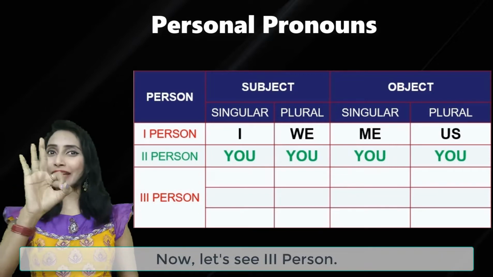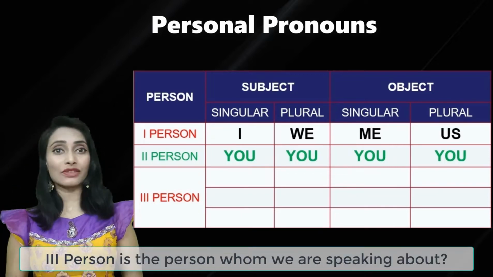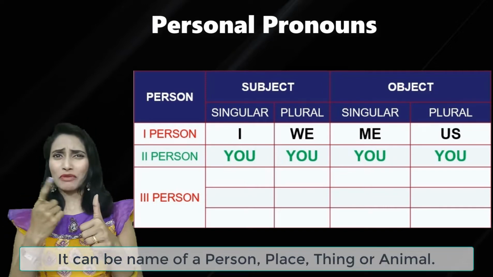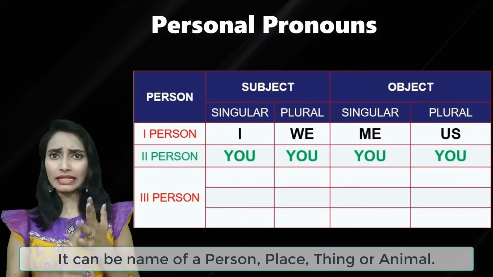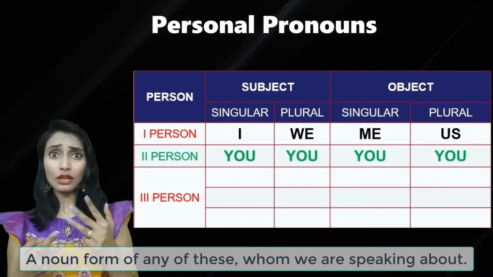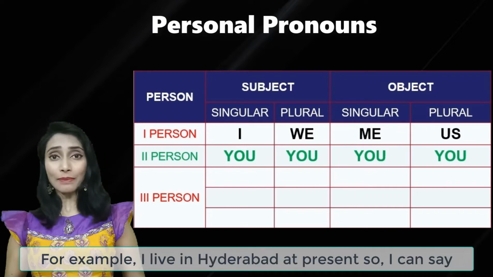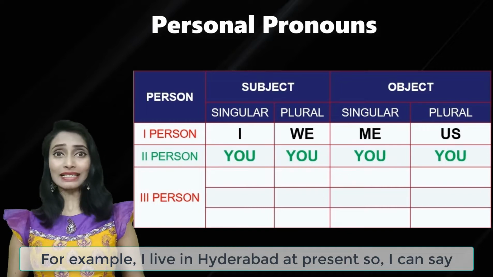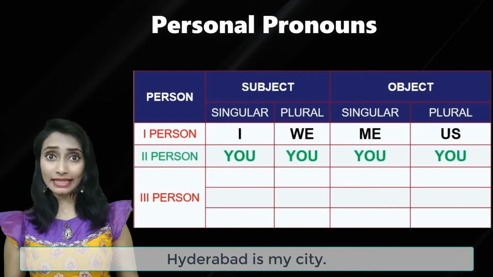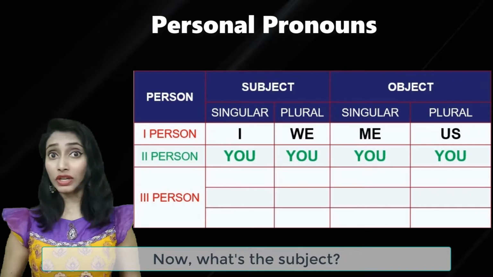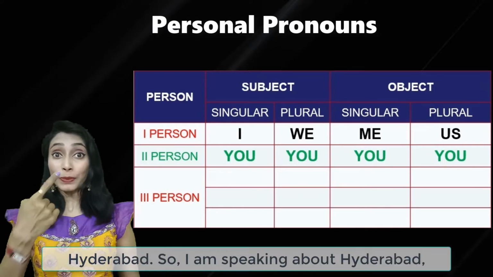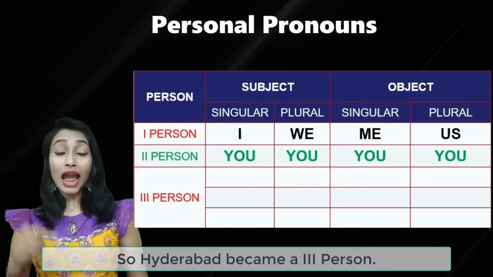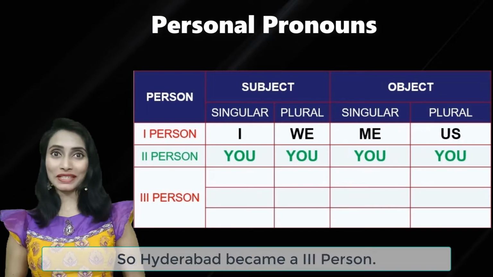Now let's see third person. Who is third person? As we know, third person is a person whom we are speaking about. It can be the name of a person, place, animal or thing. It can be a noun form of any of these whom we are speaking about. For example, I live in Hyderabad at present. So I can say Hyderabad is my city. Now, what's the subject? Hyderabad. So I'm speaking about Hyderabad, which is a place. So Hyderabad became a third person.